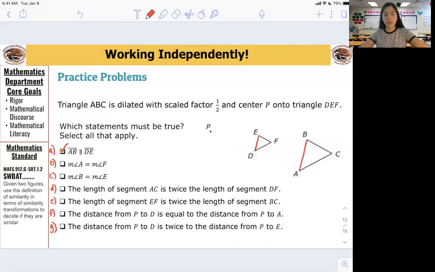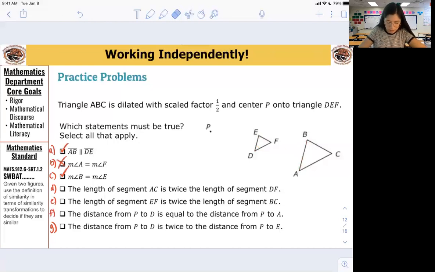B. Angle A is equal to angle F, true or false? Angle A congruent to angle F. No, definitely false. A is congruent to what though? Not F. D. Yeah. C. Angle B is congruent to angle E. True. Good.